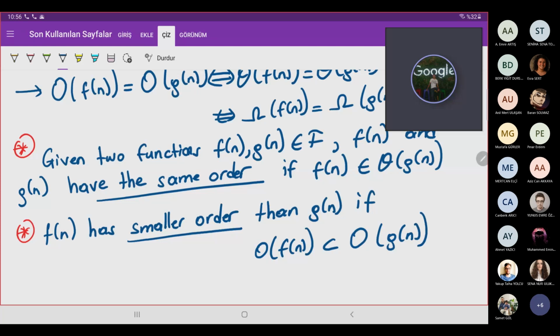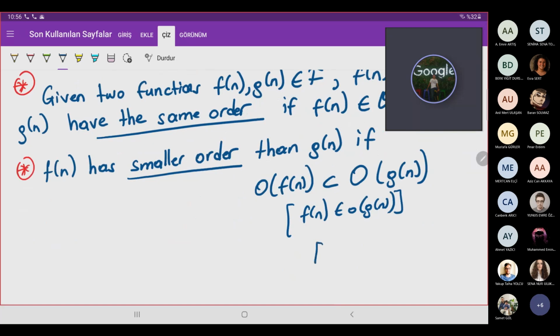So this is like the same as saying Fn is in little o Gn.